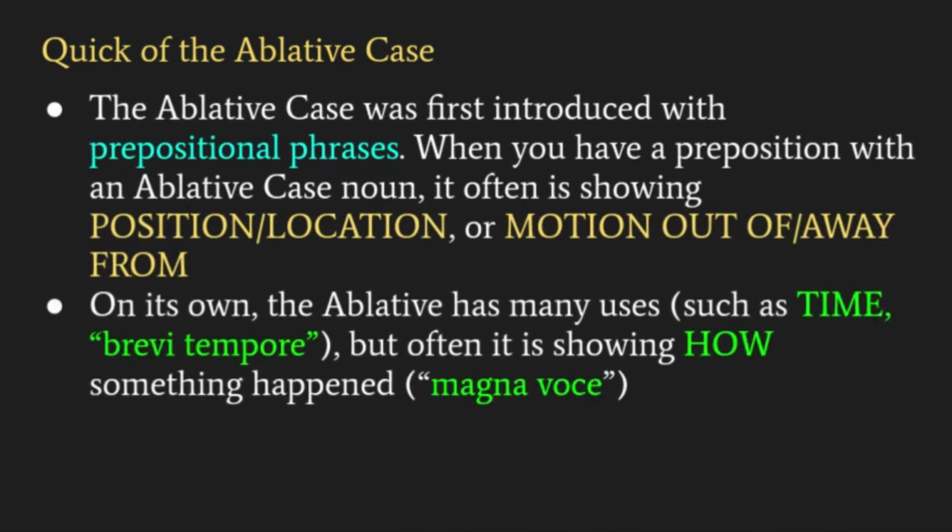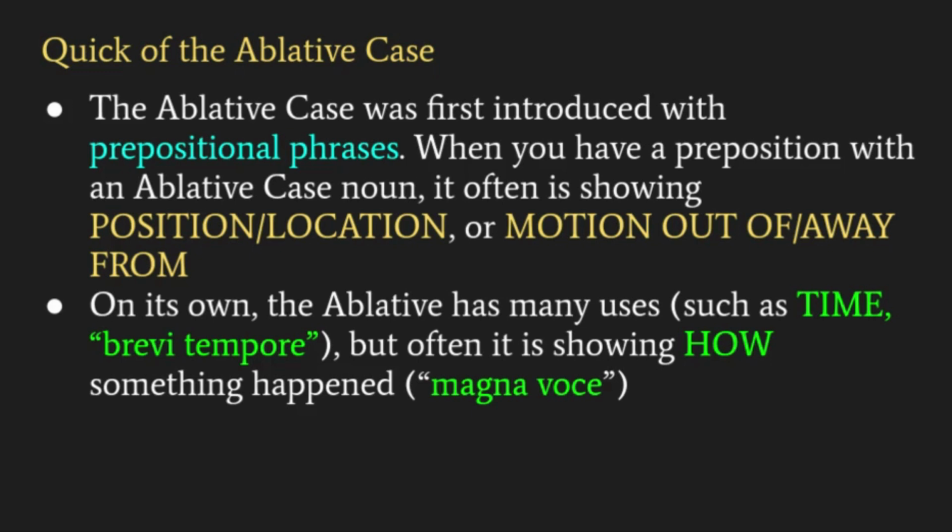So you want to remember that the first time we saw it, it was introduced with prepositional phrases, right? So we said that if you have a prepositional phrase and it's a preposition with an ablative case noun, then it's often showing position or location. So for instance, you might be under a tree or in a house, something like that. Or it could be showing motion out of or away from something, right? So if you're going out of the house, you'd say "a villa," with a long A, right?